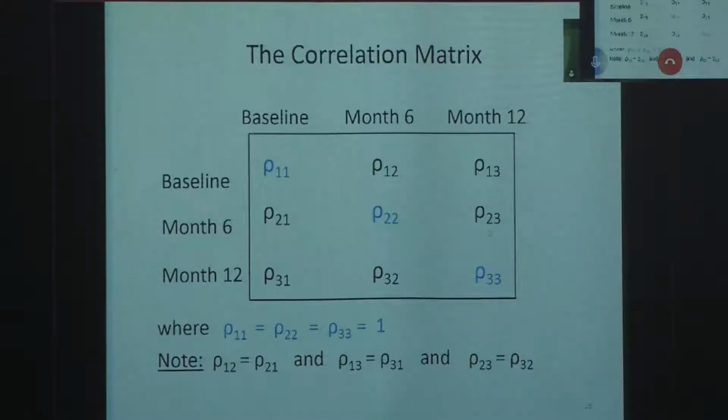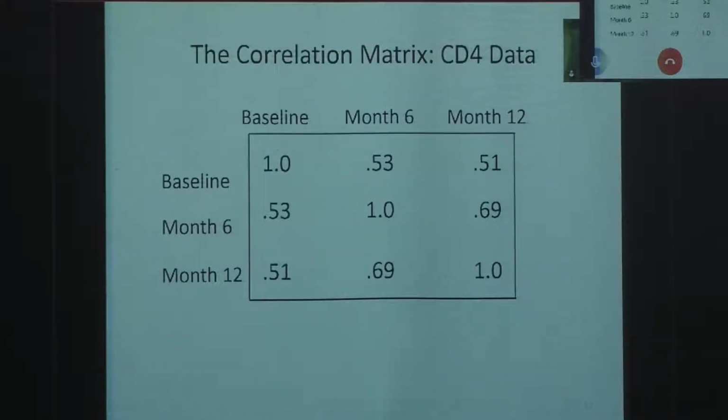And so there's a question to ask you. These are the numbers I can actually show you for the CD4 counts. Baseline to 6 months, there's a moderately strong correlation, a little bit weaker between baseline and 12 months, between 6 and 12, again, a similar sort of correlation. 0.53, 0.51, 0.69, and certainly ones on the diagonal. So these are the three numbers that are of interest for the CD4 counts. There's a moderately strong correlation as you measure CD4 counts over time.